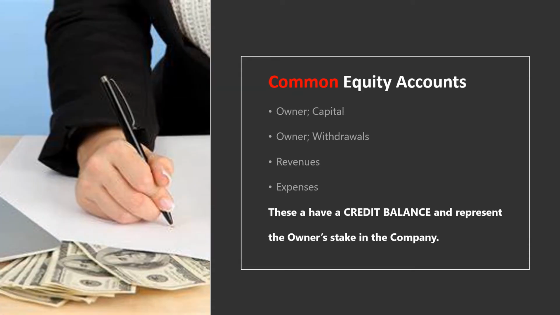All right, finally, we're looking at our common equity accounts, and these include owner capital, owner withdrawals, revenues, and expenses. These go and show the owner's stake in the company is essentially what it comes down to. They have a credit balance. So again, just following like our liabilities accounts, debit is going to take this down, and credit is going to take it up.